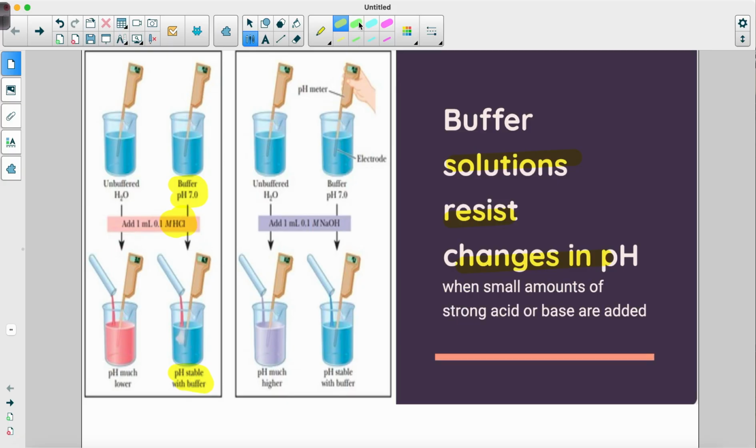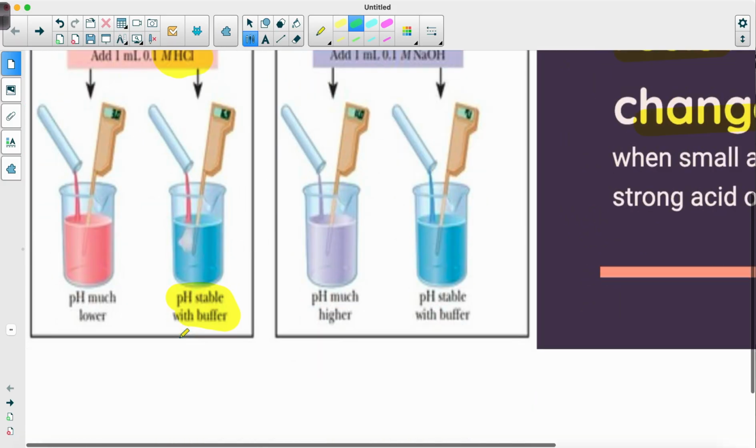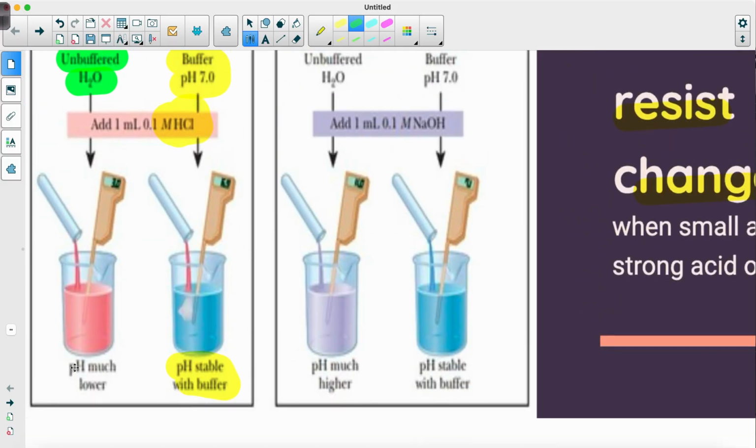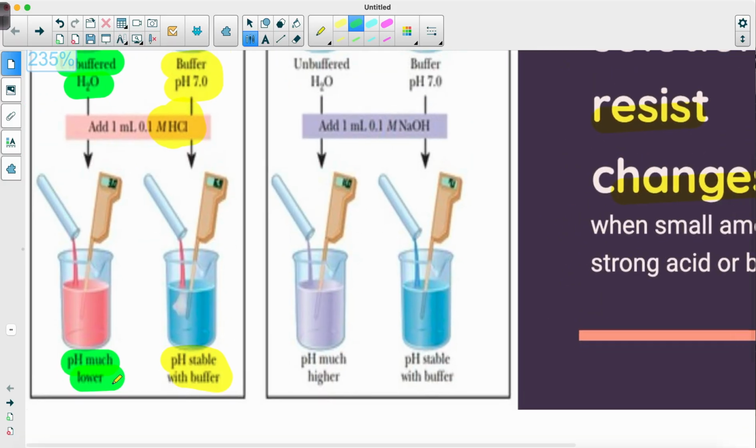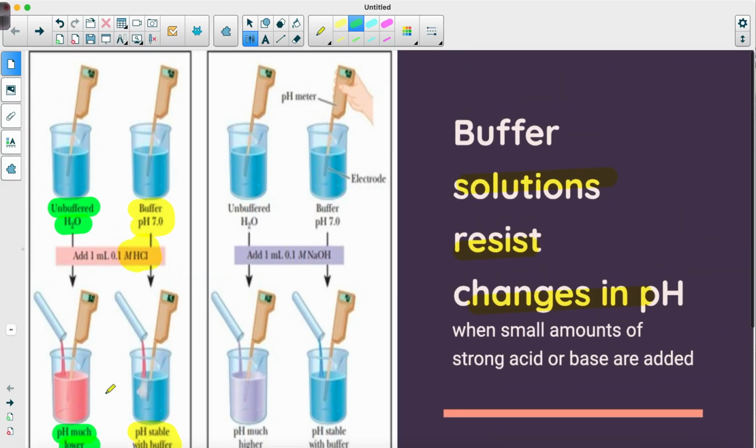In an unbuffered solution, if it's just water and you add 1 milliliter of 0.1 HCl, it would drop the pH down to about 3. The pH is much lower. And that's what happens when you have an unbuffered solution. So the purpose of buffering is to prevent wild changes in pH, especially in biochemistry where proteins can be affected by it.